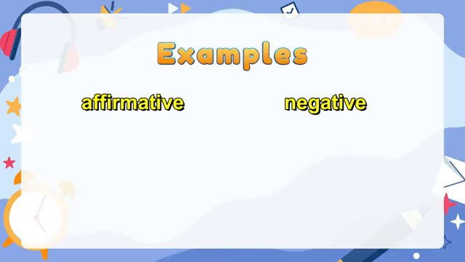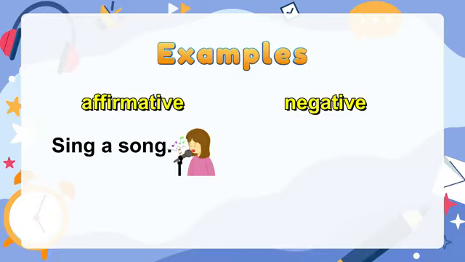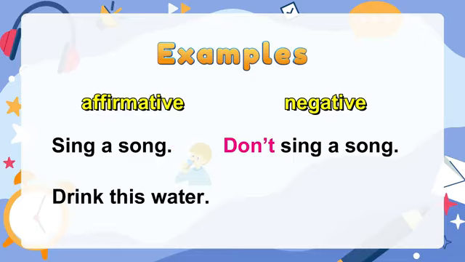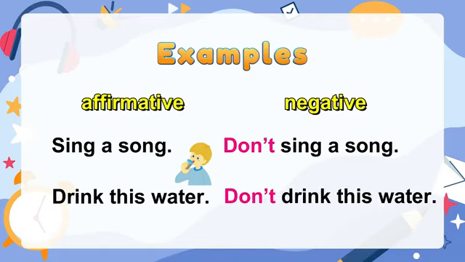The next one says, sing a song. The negative form is, don't sing a song. And the last one, drink this water. The negative is, don't drink this water.